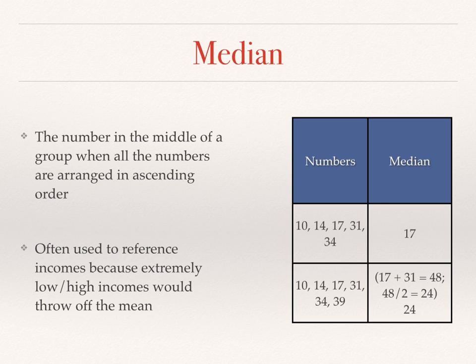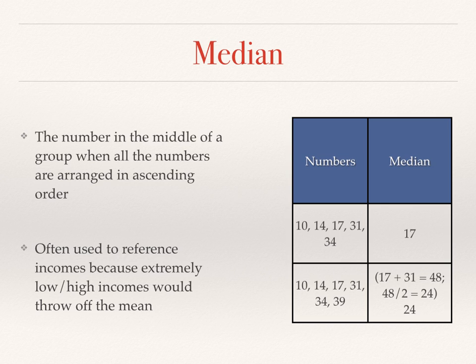For example, if we were to look at the same data set as we did a moment ago and organize all the numbers in ascending order, then we would have 10, 14, 17, 31, and 34 as our data set. The number in the middle of that well-organized data set is 17, so that is our median.